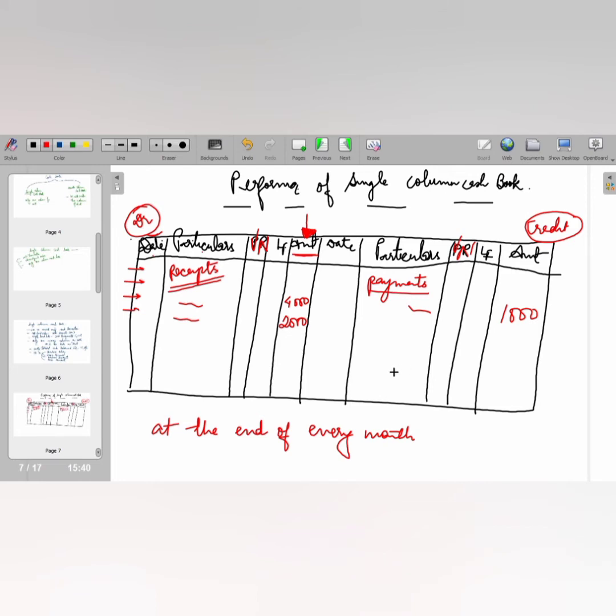So here what we see is, on the debit side it is 6,000. Fine. And on the credit side it is 1,000. So the remaining balance, we will write here.